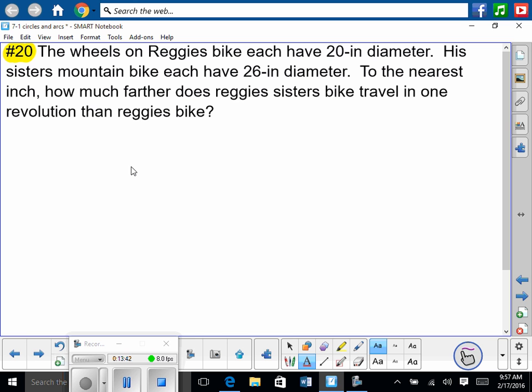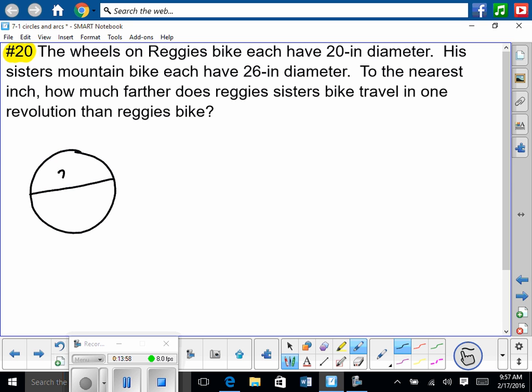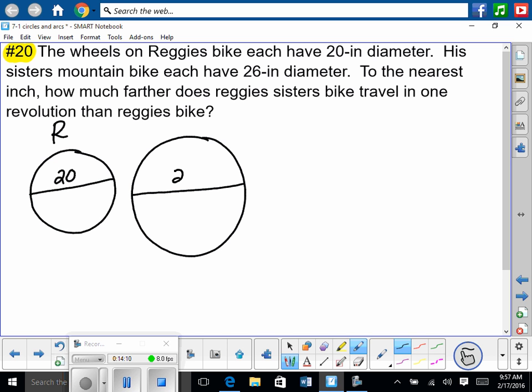So let's go through and draw ourselves some pictures. It will be really helpful for this one. First of all, Reggie's bike has a 20-inch diameter, right? So here's a wheel of a bike, and that's 20. Okay, so there's Reggie's bike. And then his sister's bike is a bit bigger, and it has a diameter of 26.